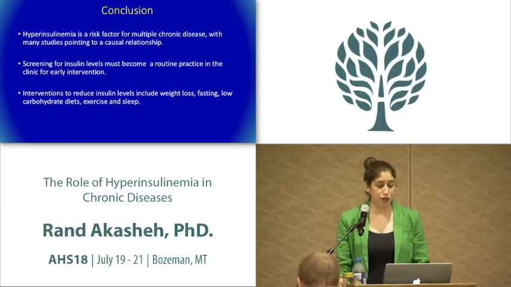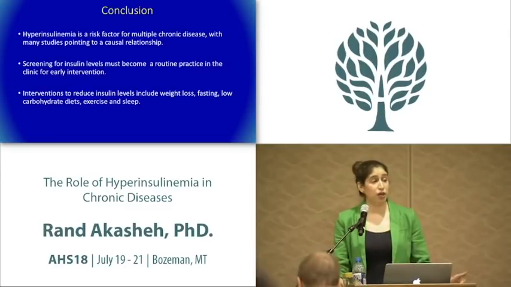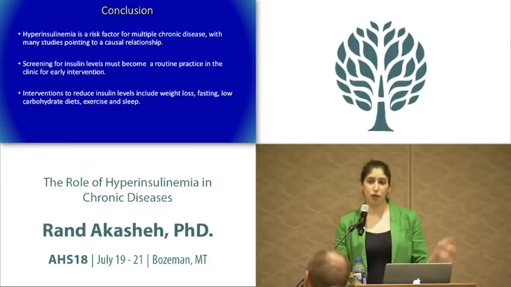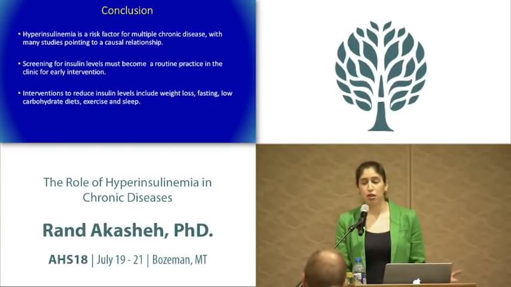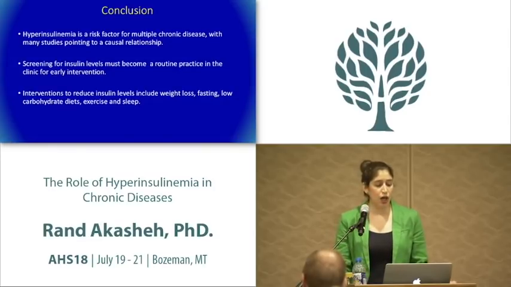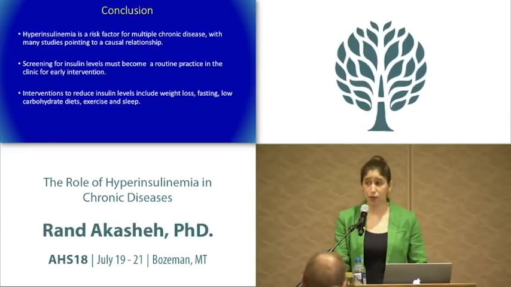And we have very successful interventions in reducing insulin. One is weight loss. Weight loss on any diet would be expected to reduce body weight, reduce insulin, and this would be beneficial. And fasting, of course, and low carbohydrate diets are the most effective in reducing insulin. That is because carbohydrates, or glucose, are the strongest secretagogue. And of course, exercise and sleep are important.